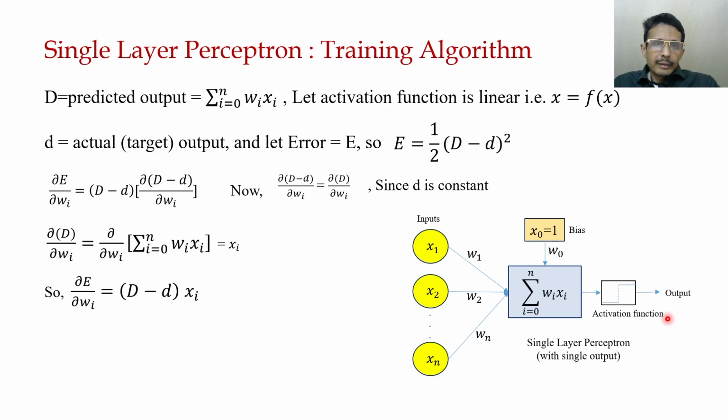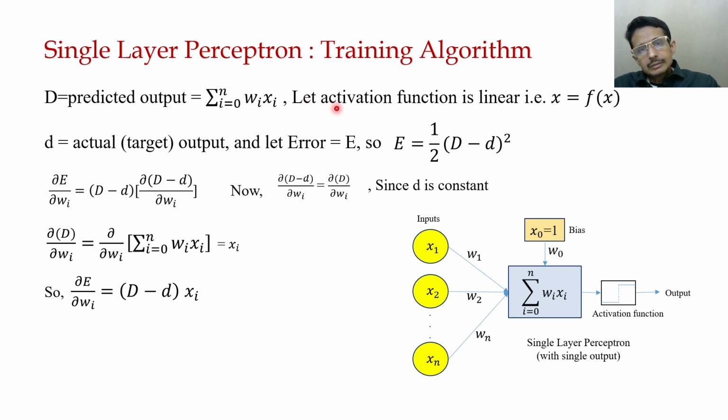Okay, now we are going to understand the training algorithm of the single layer perceptron. There are two outputs, as we discussed previously. One is the predicted output, which our model is going to predict, which is capital D, equal to the sum from i equals 0 to n of wi xi. So all the wi xi's are summed up over all the samples.